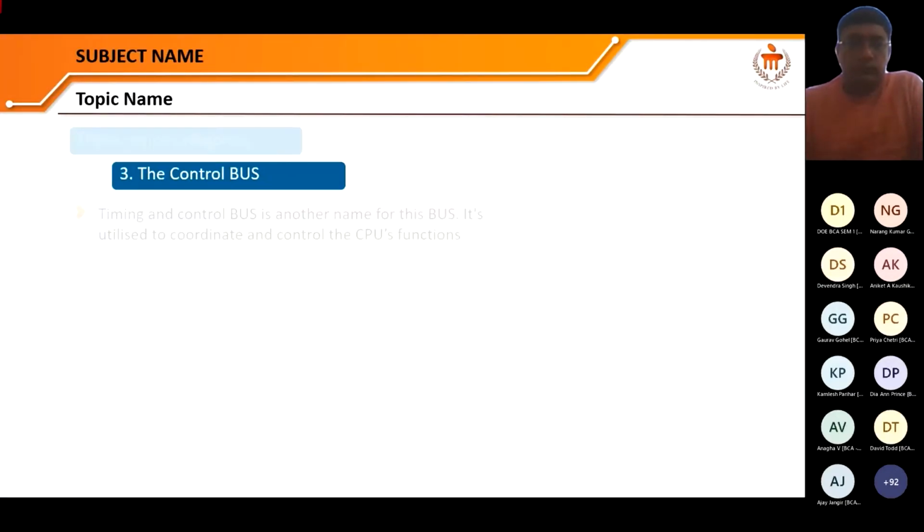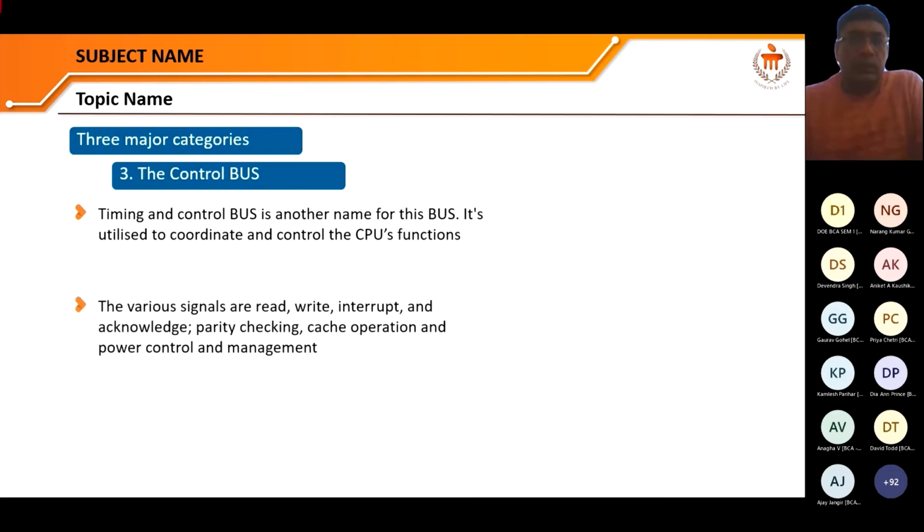Next one is the control buses. So what are the control buses and what is their role? Timing and control bus is another name for the control bus. It is utilized to coordinate and control the CPU functions, like arithmetic and logical operations, and it can take the output and transfer it to a particular place by using the address buses.